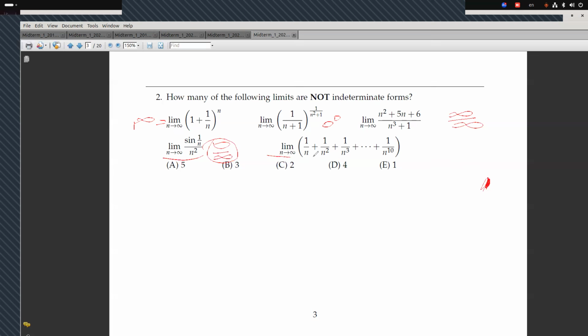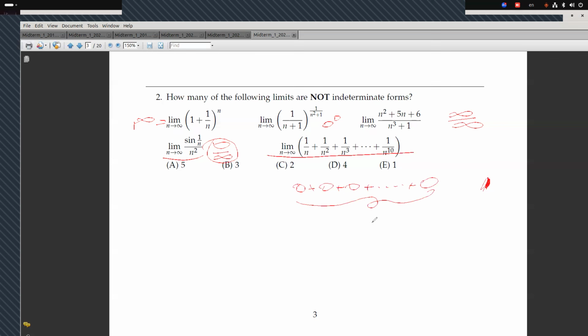What about the last one? It's infinity over infinity. Why? It tends to 0. What is the limit of 1 over n? Zero. Second term, again 0. Also 0. How many such zeros do we have?